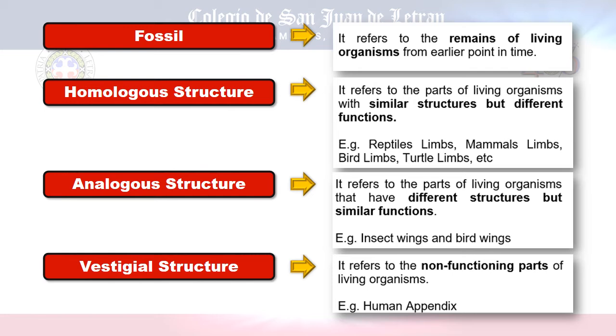And lastly, vestigial structure. A vestigial structure or a vestigial organ is an anatomical feature or behavior that no longer seems to have a purpose in the current form of an organism of the given species. A good example of this is wings on flightless birds like the ostrich.